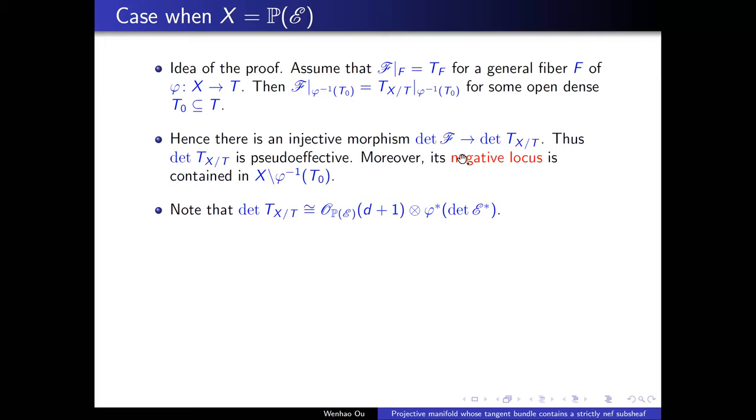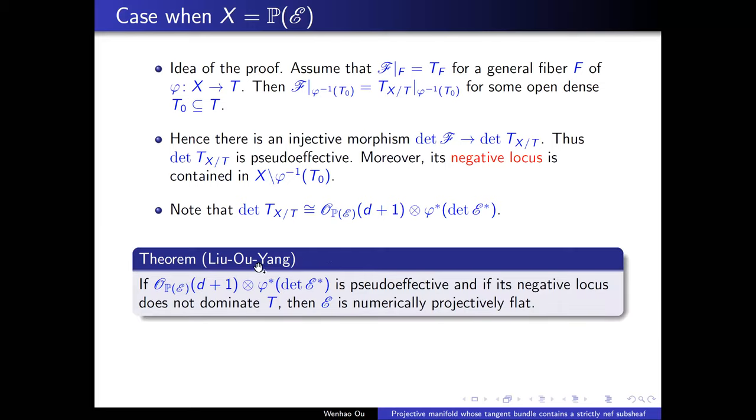On the other hand, we compute the relative tangent. By the relative Euler sequence, the determinant of the relative tangent is O_D(n+1) tensor phi star determinant E star. Even though you can have different choices of E to obtain the same isomorphism class of X, this relative tangent is intrinsic, and this guy is also intrinsic as well. So even though we write it down with the choice of E, indeed it is intrinsic. Okay, so this is the theorem we proved. This O_D(n+1) tensor phi star determinant E star is pseudo-effective. And if its negative locus does not dominate T, then E is numerically projectively flat.